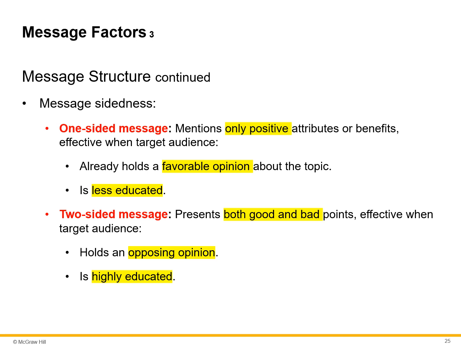Or you can use a two-sided message, which presents both good and bad points, pros and cons. This will be effective when the target audience holds an opposing opinion, or is highly educated. So they know a lot about this topic. Their opinion may be against you. If their opinion is against you, you want to present both and then offer your persuasion.